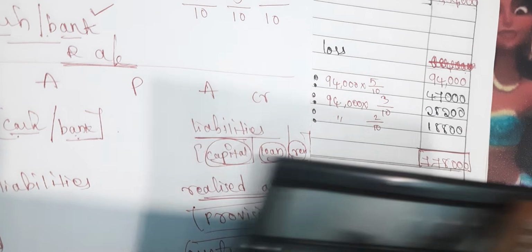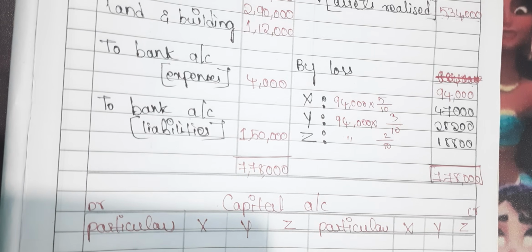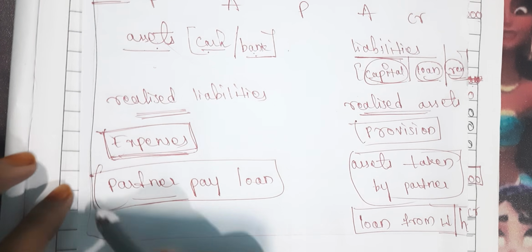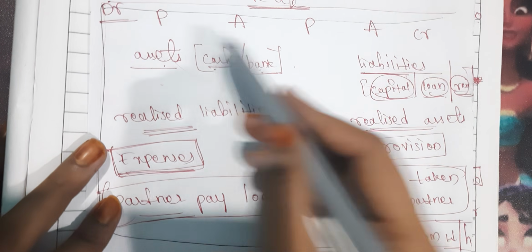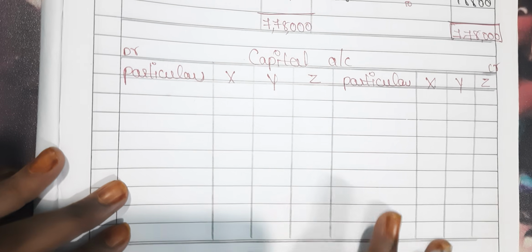18,800. Done? Yes, we are done with the realization account. If you remember this, as I already said, you can do the revaluation account easily. Done with this. Now let us go with the capital account, or partners' capital account.